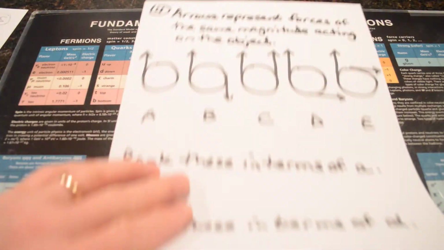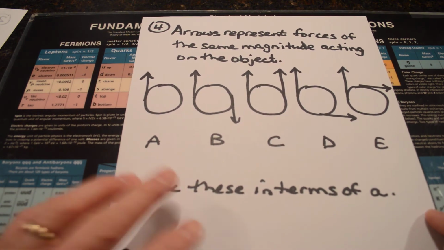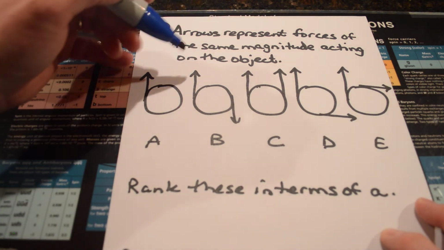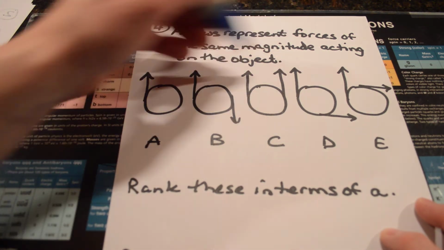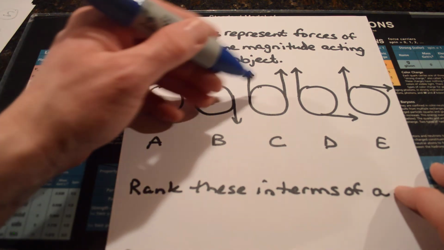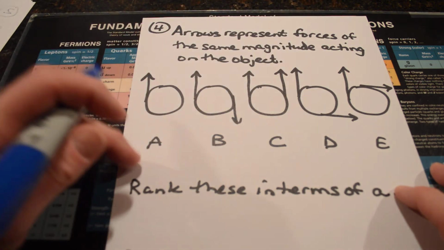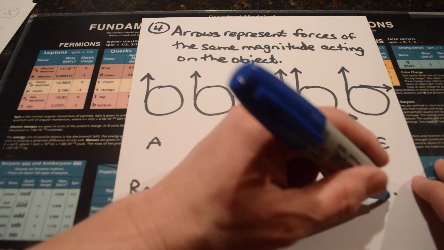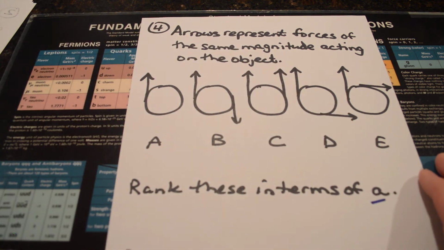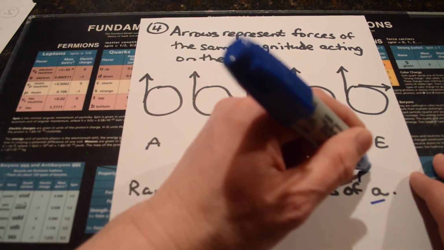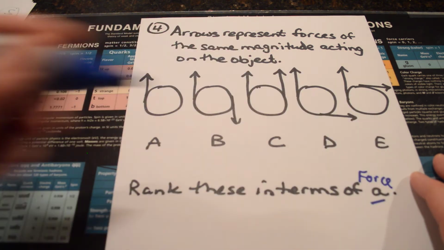We're going to end up with one ranking task question and see if we can get through that fairly quickly. And it says, arrows here represent forces of the same magnitude acting on each object. So you have one here, two here, two here, two here, two here. We're labeling them A, B, C, D, and E. And they want us to rank them in terms of the acceleration. So this is basically saying rank them in terms of the force. Which has the greatest force?